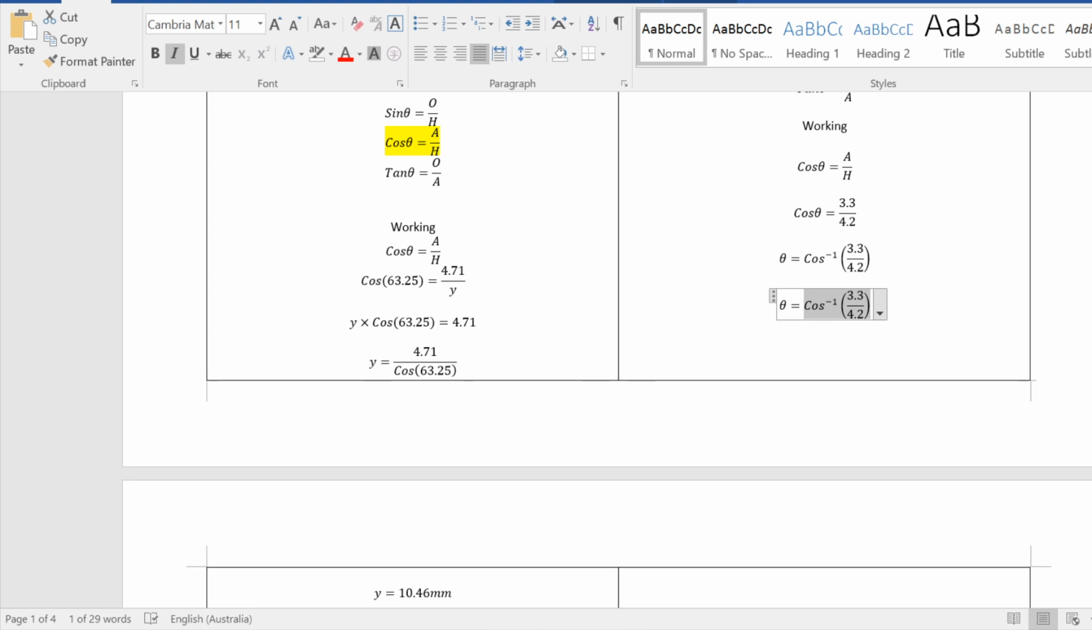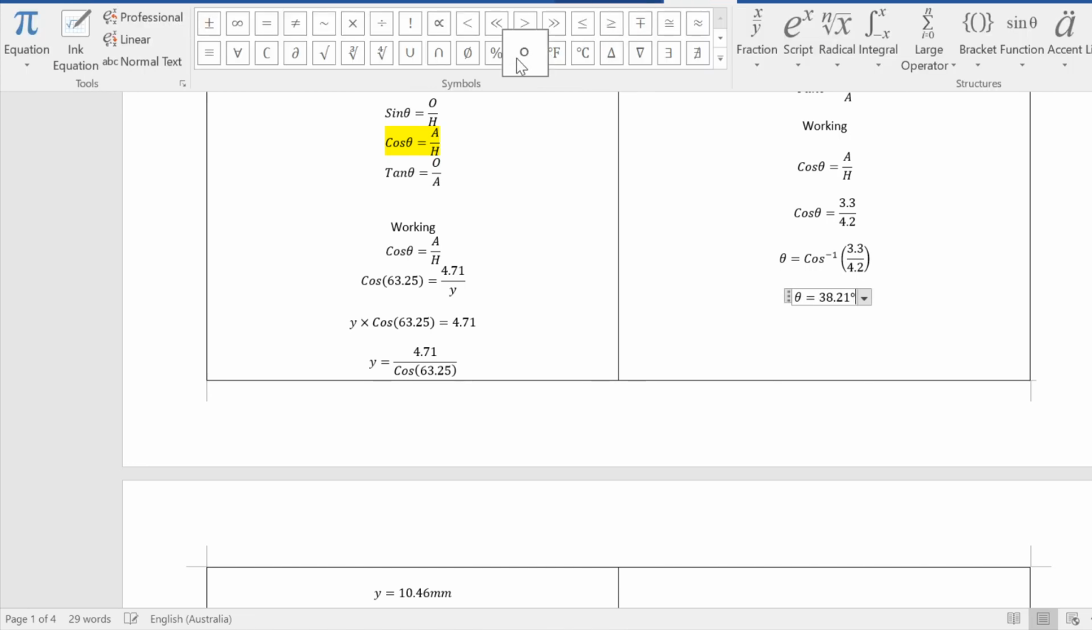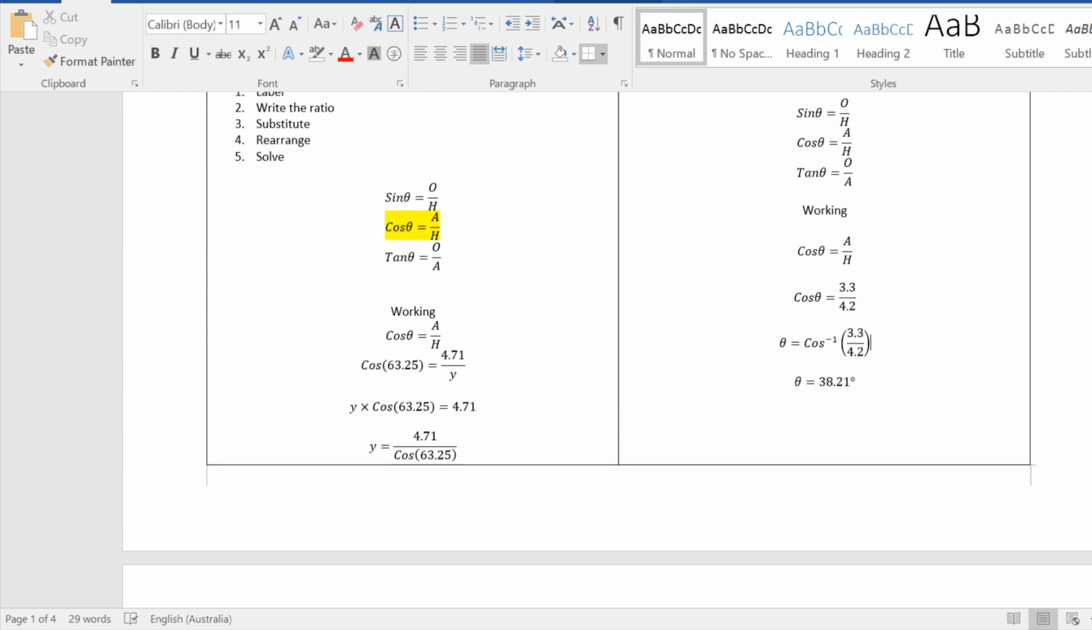Now, I end up with an answer of 38.21, and the units for this are going to be degrees. There we go. There's my final answer for that one.